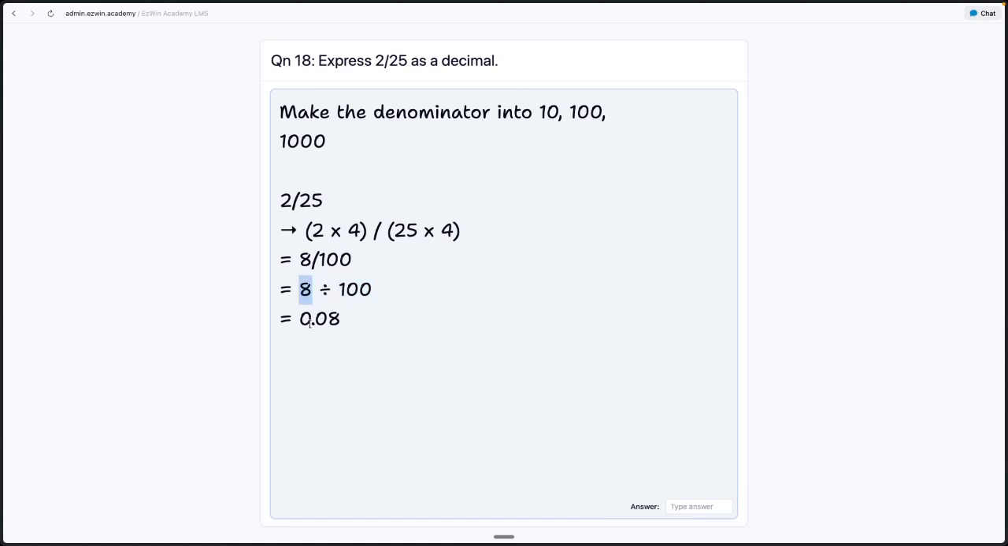There you go. So remember, if you have division by 10, 100, or 1000, you should understand the decimal point moves. Since 100 has two zeros, we move the decimal point of 8 by 2 spaces to the left, and it will look something like this. So the answer to this question is 0.08. All right, let's move on to the next question.